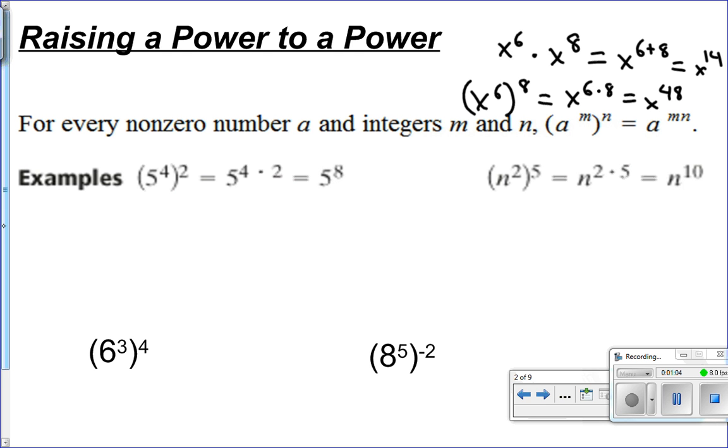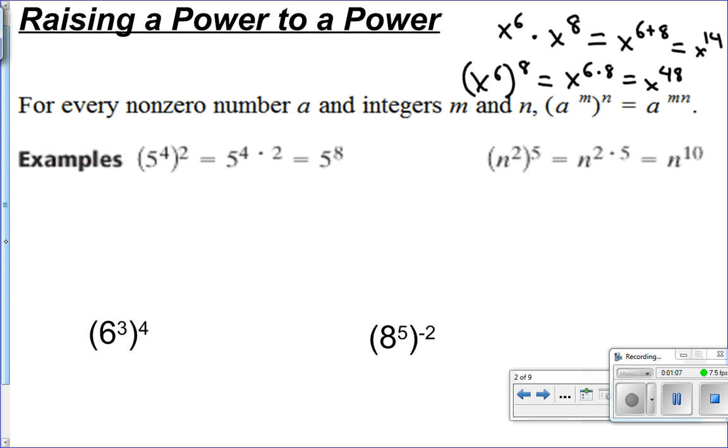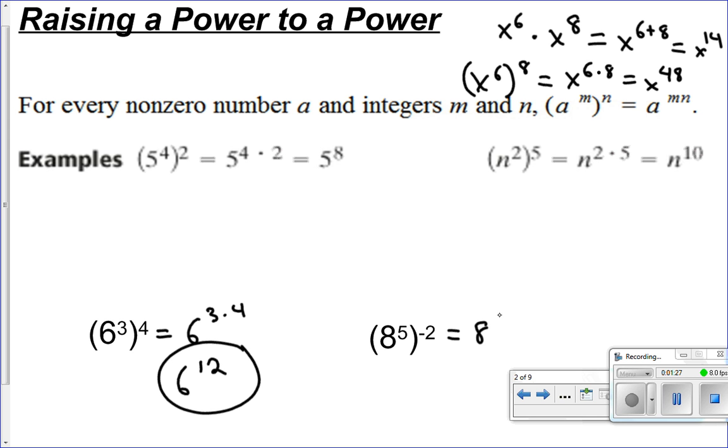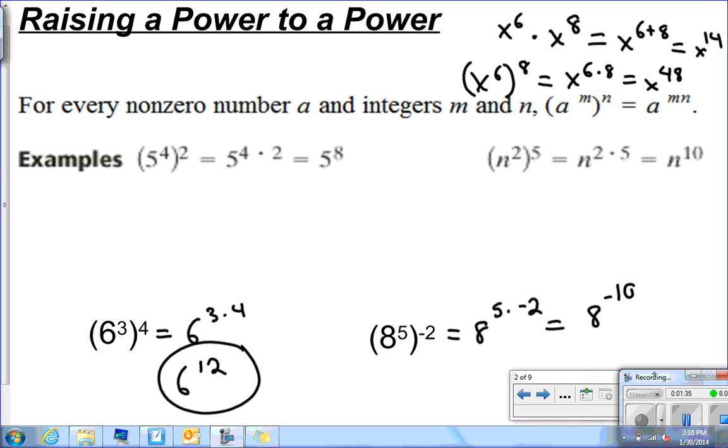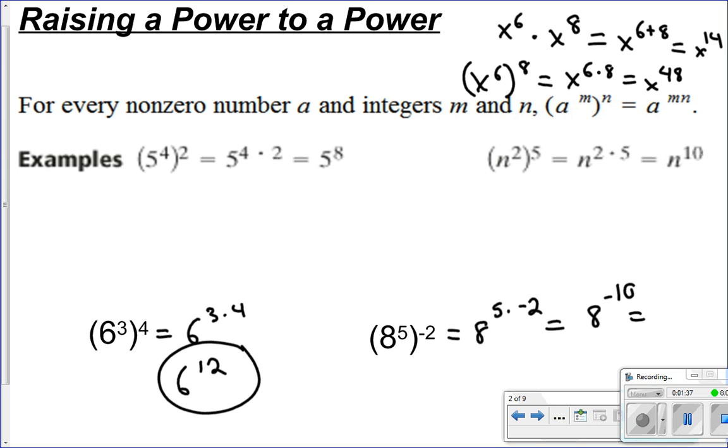Whenever you have a power being raised to a power, you just multiply the two exponents. Down here I have 6 to the 3rd raised to the 4th power. That's 6 to the 3 times 4, or 6 to the 12th power. And over here I have 8 to the 5th power to the negative 2nd power. That's 8 to the 5 times negative 2, which equals 8 to the negative 10th. Remember, we can't have a negative exponent, so that's 1 over 8 to the 10th power.